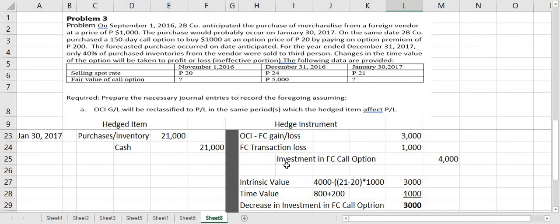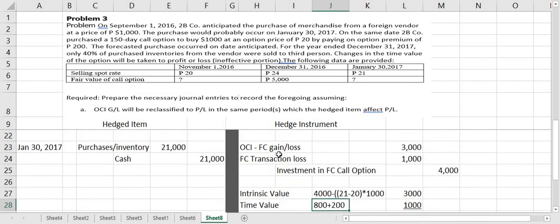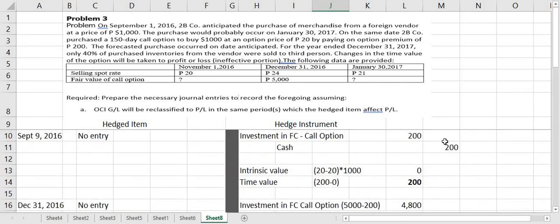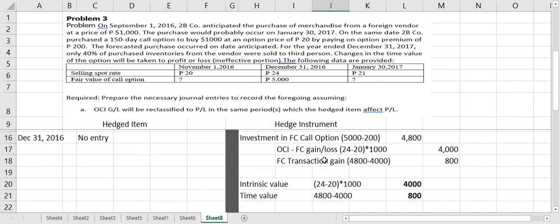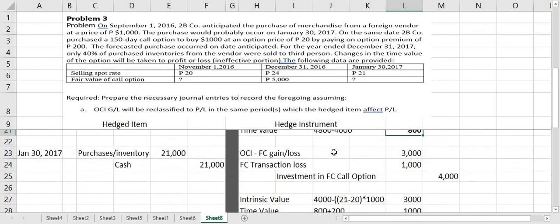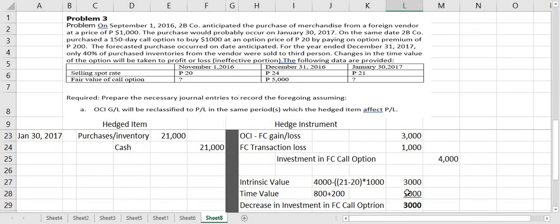For your time value component, remember that balance of your time value component is una, meron kang 200. The premium paid kasi equal yung ating strike price at saka spot rate, kaya the premium payment is attributable only to the time value component na 200. On December 31, nagdagdag ka as computed, nagdagdag ka ng 800. So, effectively, the balance of your time value component is 200 plus 800. That's 1,000.